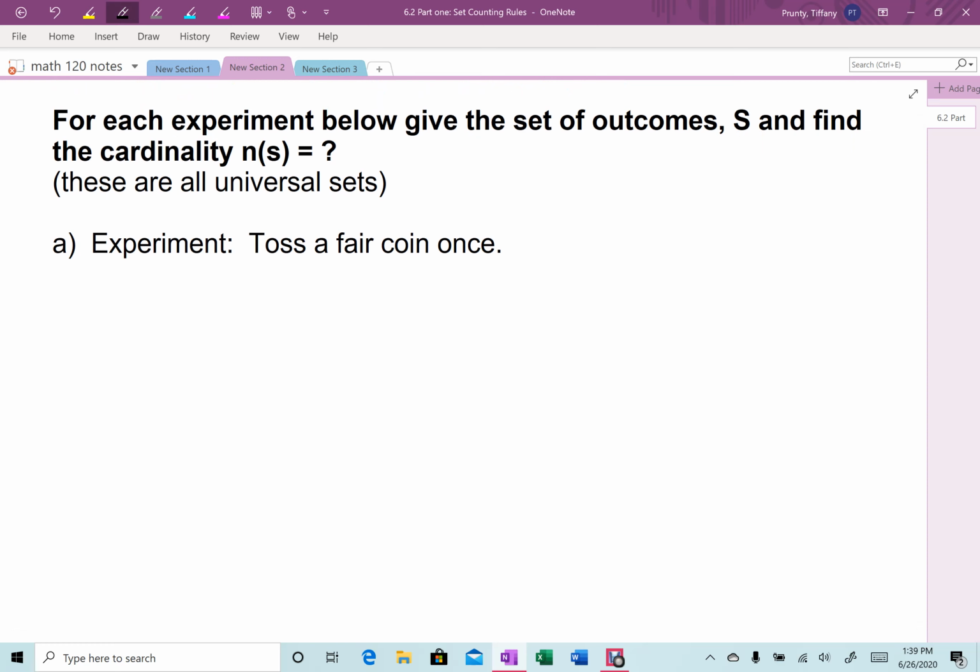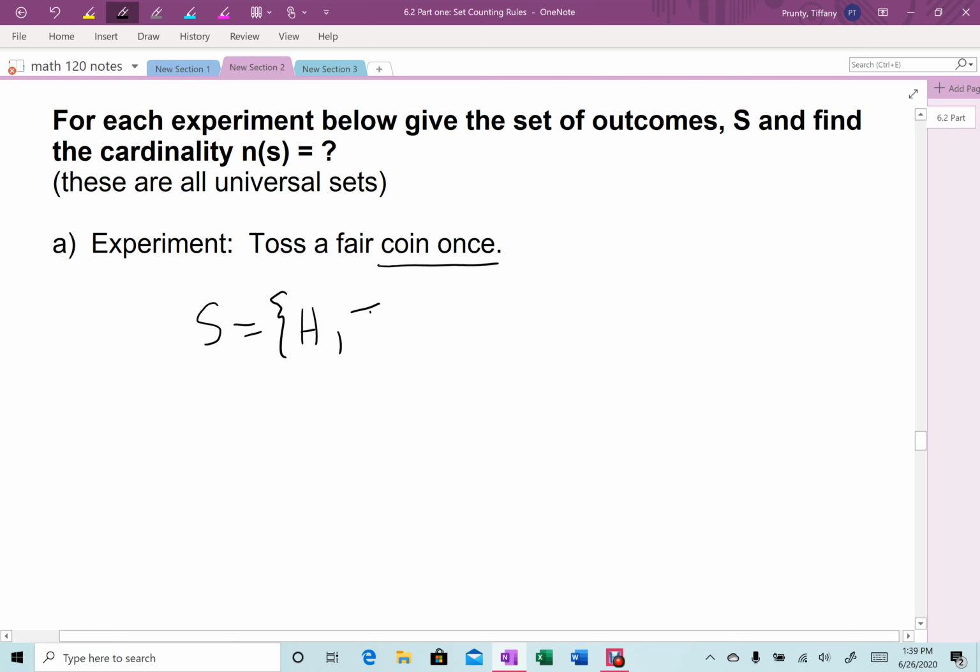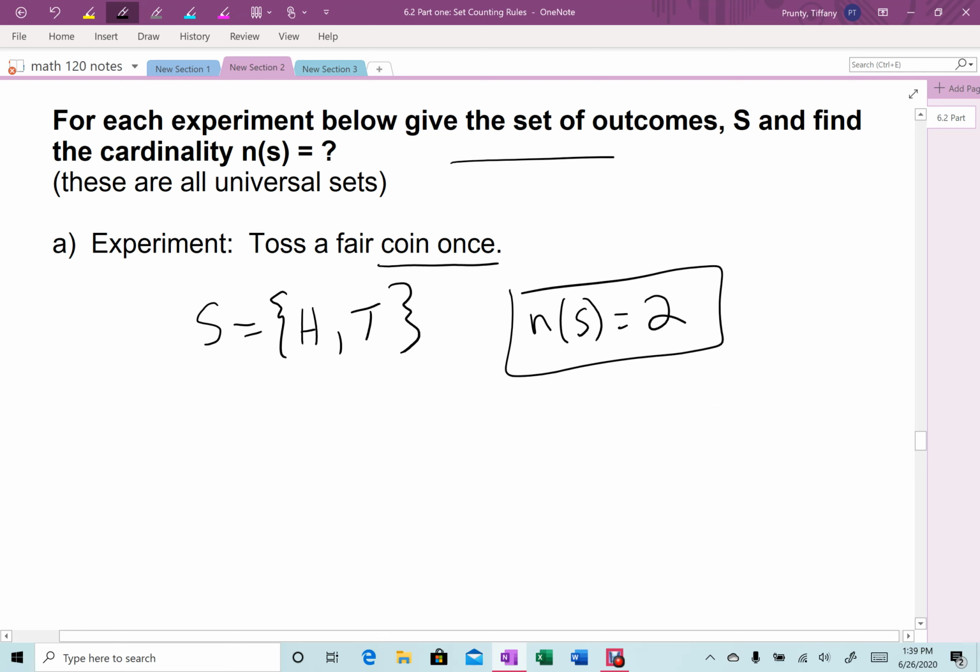The experiment is, I toss a fair coin. A fair coin just means that it's weighted fairly and I've got heads and tails on both sides. So I toss a coin exactly one time. I'm going to list the outcomes. There are only two possible outcomes, either to land on heads or to land on tails. That's it. So the cardinality is two total outcomes. Two things can happen when you flip a coin. You either get heads or you get tails. And so that's the count.